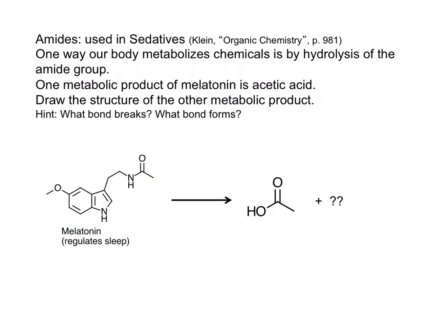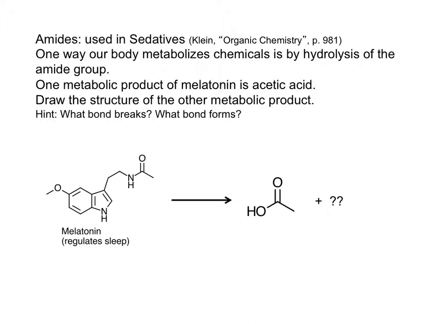So we know that an acid reacts with an amine to form an amide. The reverse of this reaction is the hydrolysis of the amide to form an acid plus amine. So that's one way that our body metabolizes chemicals. So when melatonin metabolizes in our body, one product is acetic acid. Stop the video and draw the structure of the other product.